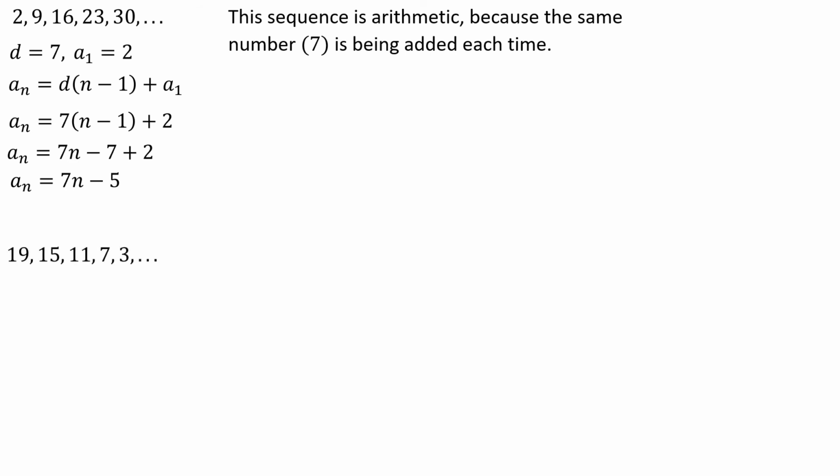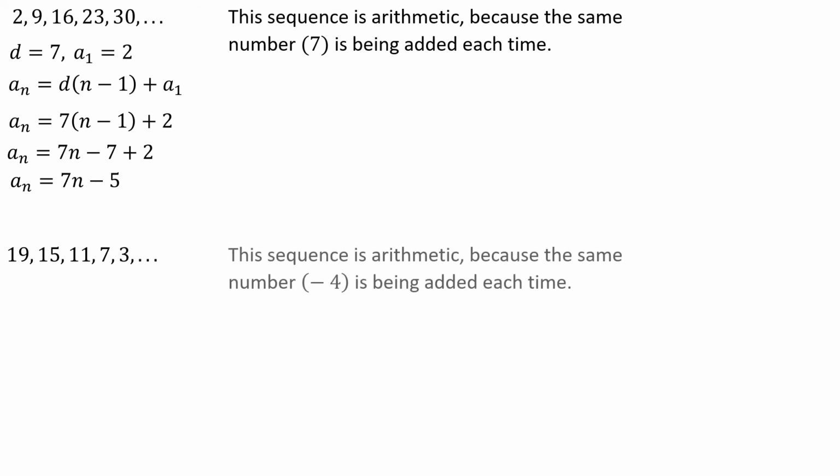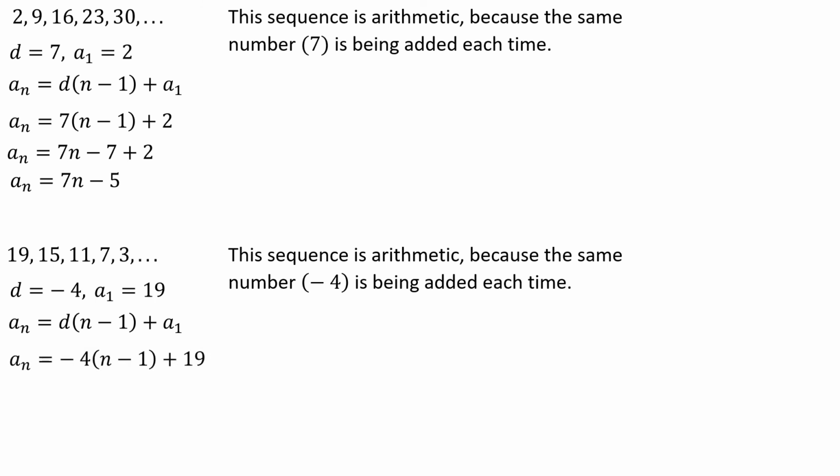Again, if the list looks like it's getting smaller, don't think subtraction. Think, hey, I'm adding a negative 4. So my common difference is negative 4. The first number is 19. Copy down the equation to get started. I keep adding negative 4, so that's my d. The first number was 19, so that's my a1.